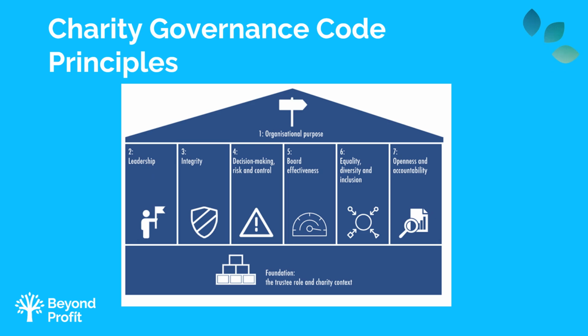Equality, diversity and inclusion: the board's approach to diversity supports its effectiveness, leadership and decision-making. Openness and accountability: the board leads the organisation in being transparent and accountable. The charity is open in its work unless there is good reason not to be. So let's examine each of these in slightly more detail.